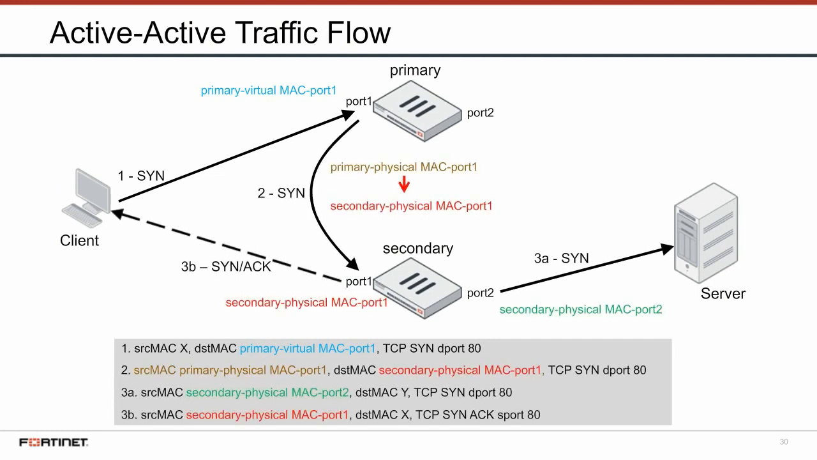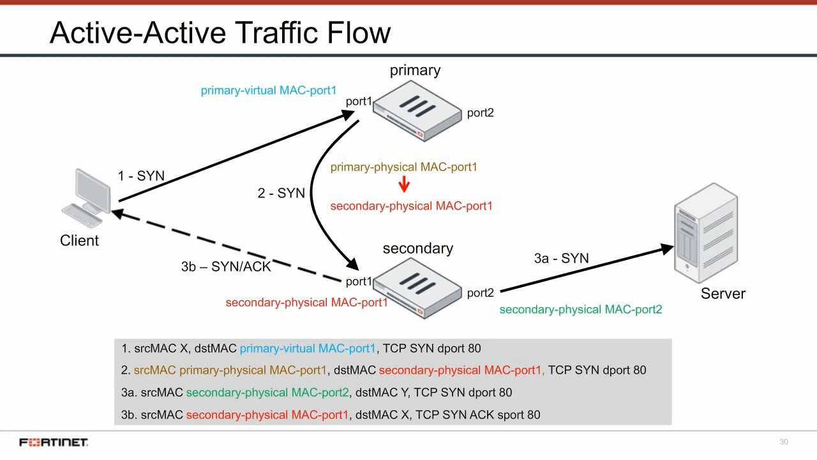First, the client side sends a SYN packet. It's always forwarded to the primary FortiGate using the internal interface's virtual MAC address as the destination. If the primary decides that the session is going to be inspected by a secondary, the primary forwards the SYN packet to the secondary that will do the inspections. In this example, the source MAC address of the forwarded frame is changed to the physical MAC address of the primary FortiGate internal interface, and the destination MAC address is the physical MAC address of the secondary FortiGate internal interface.